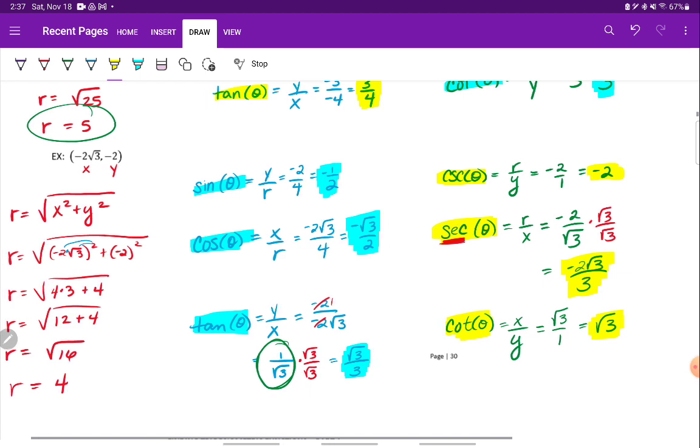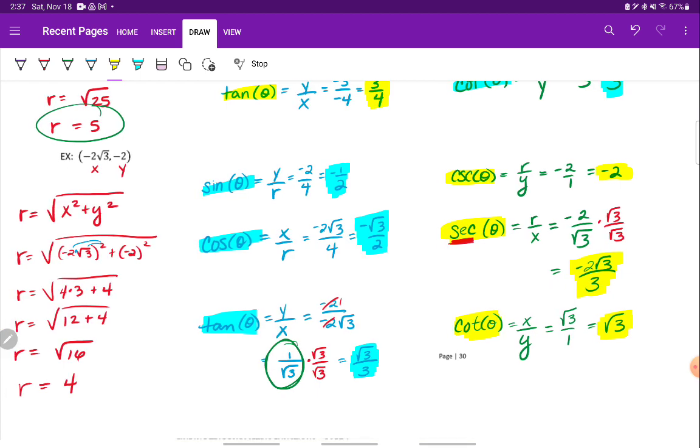So if we're given 2 points, we want to find r using the fact that r is equal to the square root of x squared plus y squared, and then just plug them into the definitions for our 6 trig functions that we have practiced really hard to remember.